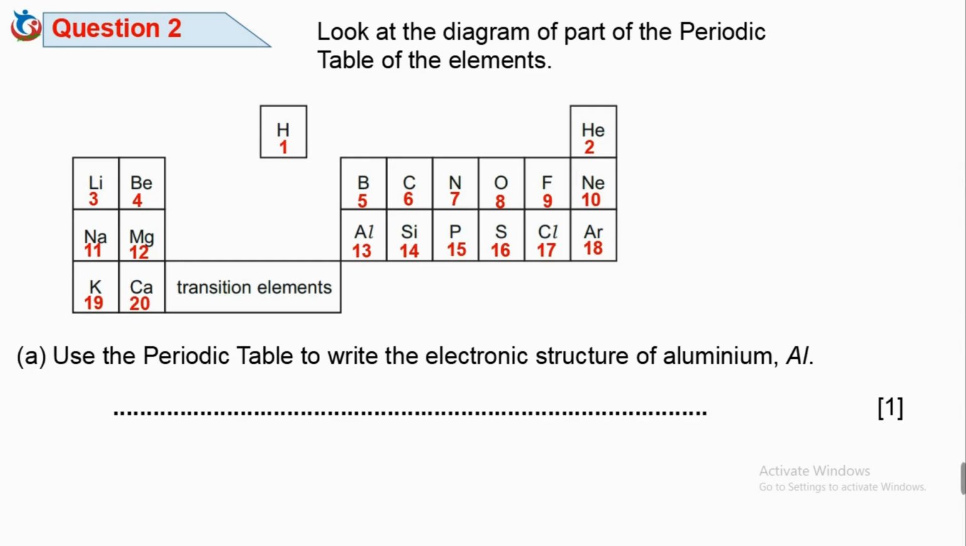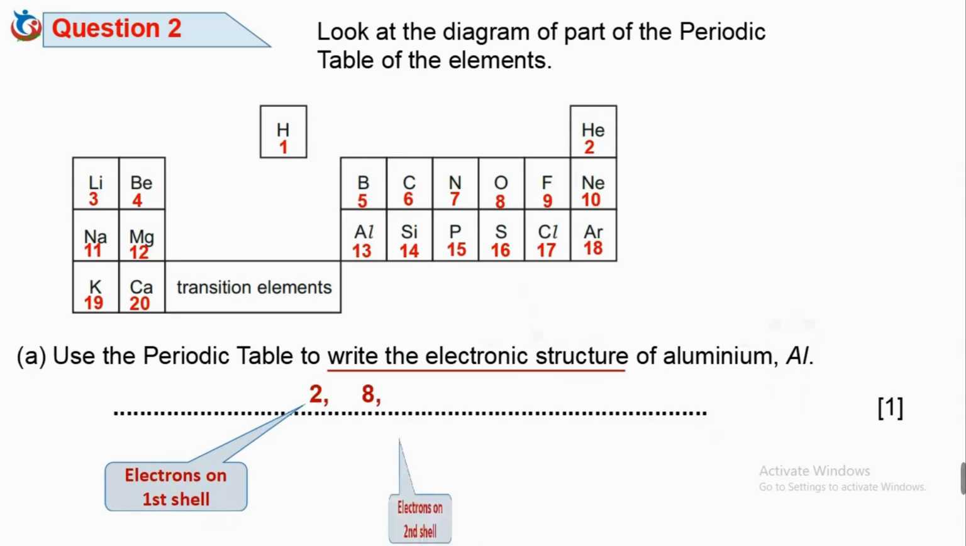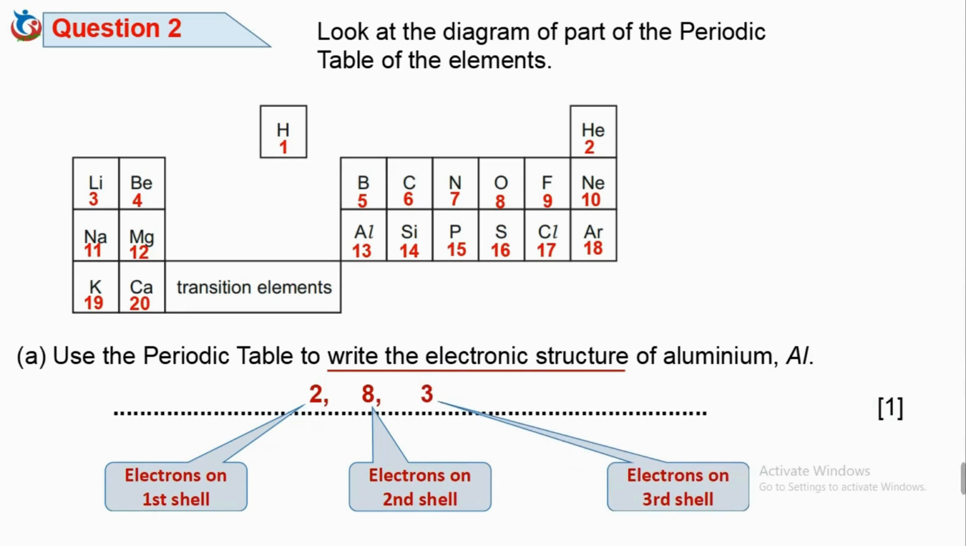The question says write, so you don't draw. Now, to write the electronic configuration for aluminium with atomic number 13 will be first shell 2, showing that it is fully filled. Second shell 8, also fully filled. 2 plus 8 is equal to 10, but aluminium is 13, so the third shell will now have 3 electrons. Hence, the electronic configuration of aluminium is 2,8,3.